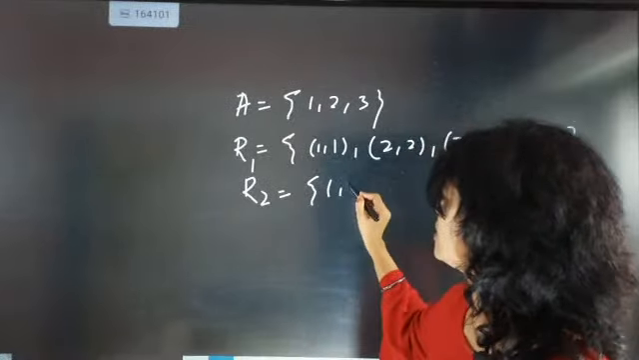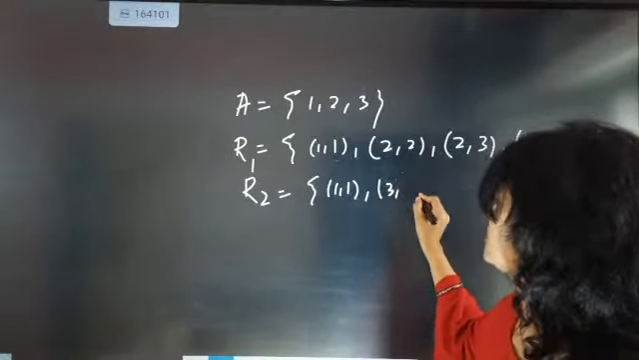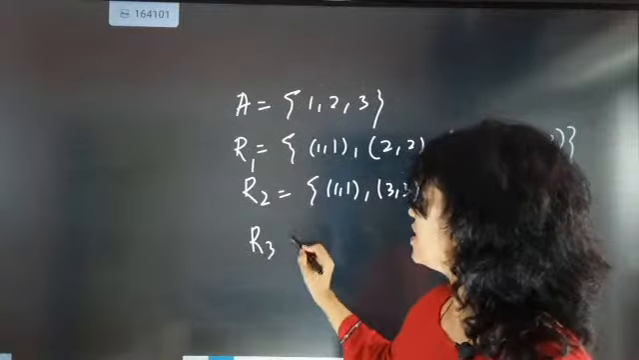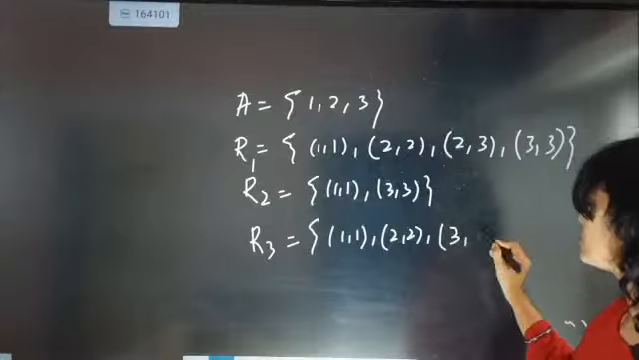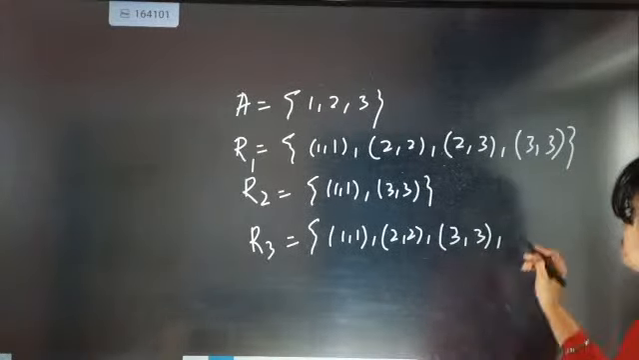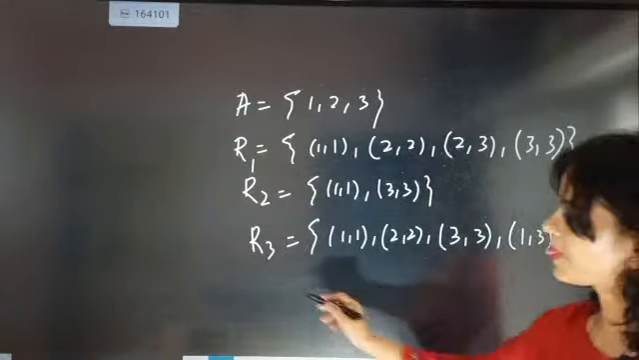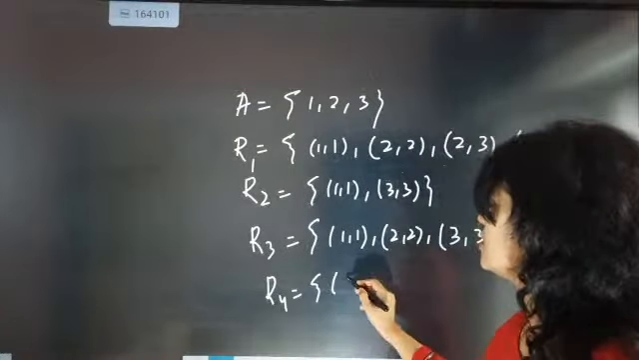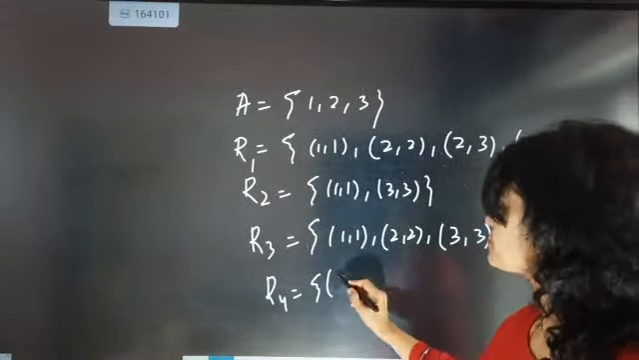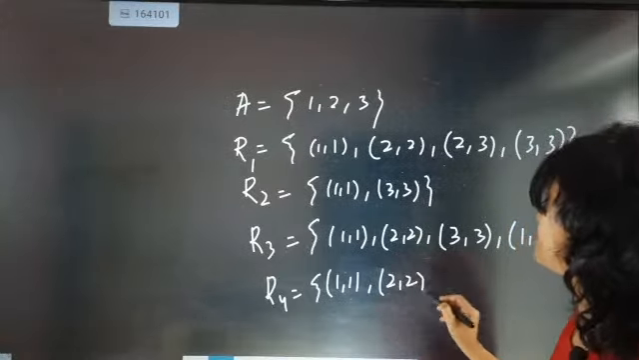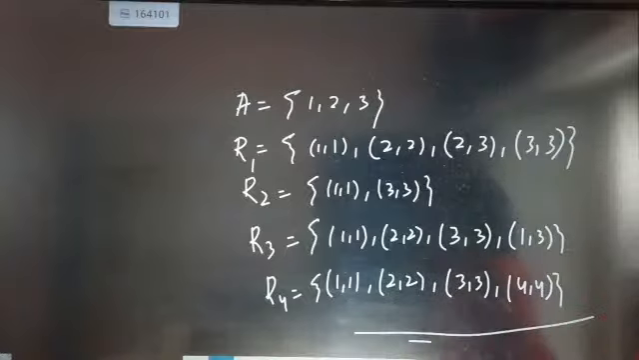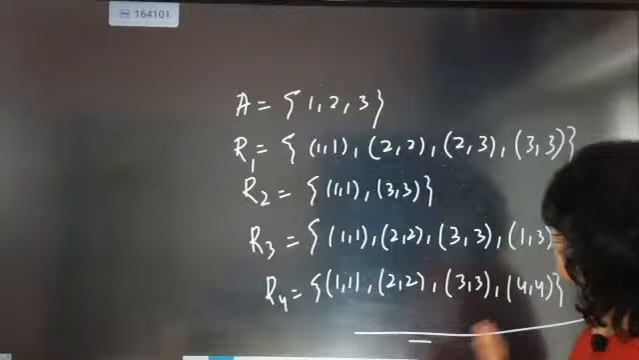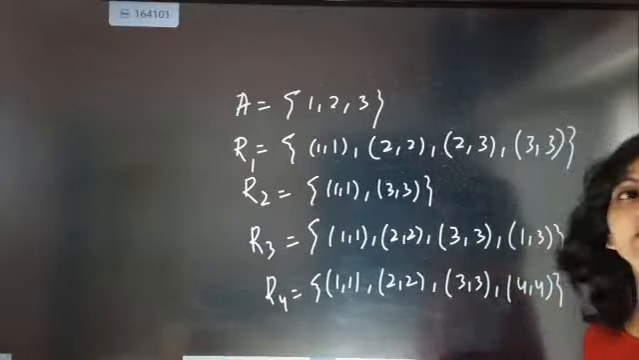R2 is (1,1), (3,3). R3 is (1,1), (2,2), (3,3), (1,3). R4 is (1,1), (2,2), (3,3), (4,4). Identify the identity relation. Among these, identify the identity relation. You have to identify.